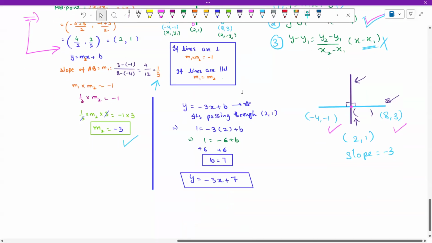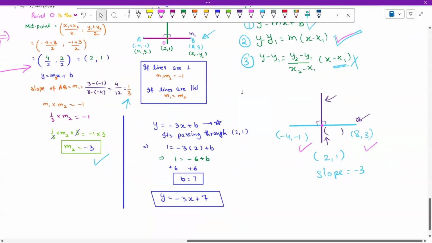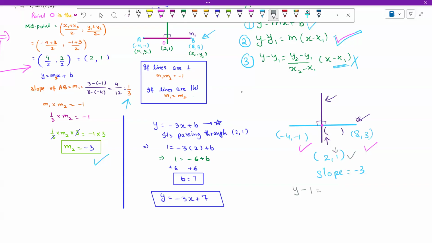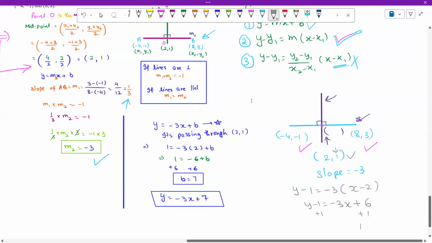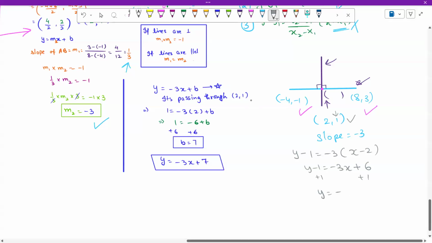Sure. Okay, so let's see. The point is 2, 1, which we just found, and the slope is -3, which is what we found. So we have the formula y minus y1 equals m, which is the slope, times x minus x1. So x minus 2. We got y minus 1 is equal to -3x, and -3 times -2 is +6, and we just do +1 on both sides. We got y is equal to -3x plus 7, which is the same as this one, right?